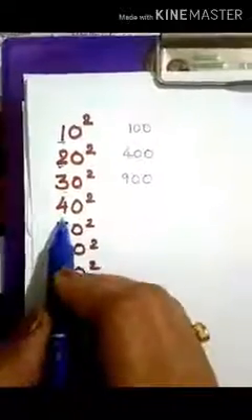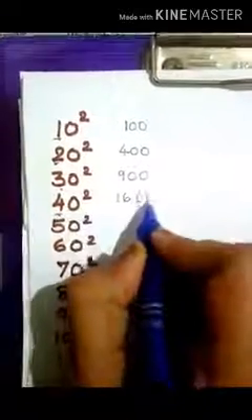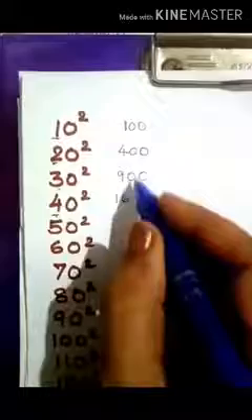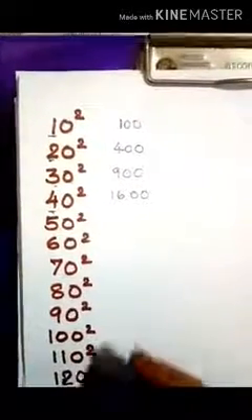What will be 40 square? 4 square is 16. 4 4s are 16. And each 0 put it as 2. So this way you have to complete this whole table as far as you can do.